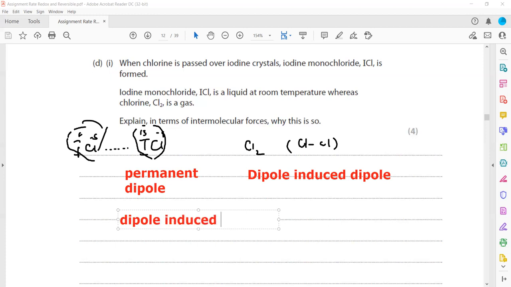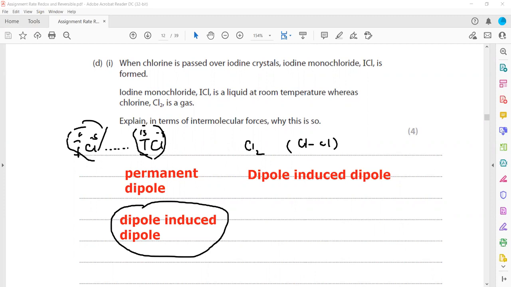Dipole induced dipole is always there, but as the number of electrons increases, the dipole induced dipole force will also increase. So there are two types of forces, permanent dipole and dipole induced dipole. Whereas chlorine has only dipole induced dipole. And dipole induced dipole force, or London dispersion force, increases as the number of electrons increases. If we have more electrons, we'll have a stronger dipole induced dipole force.